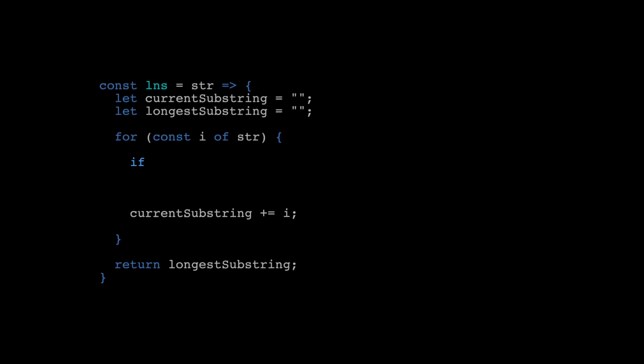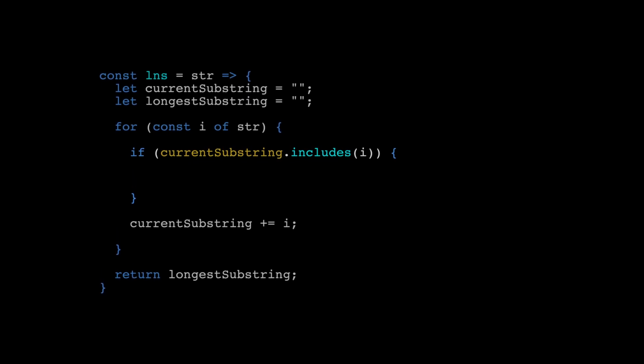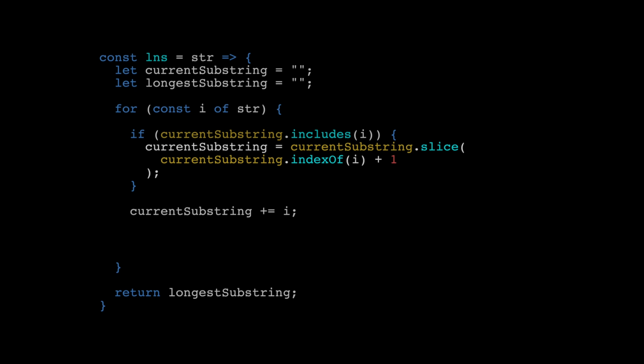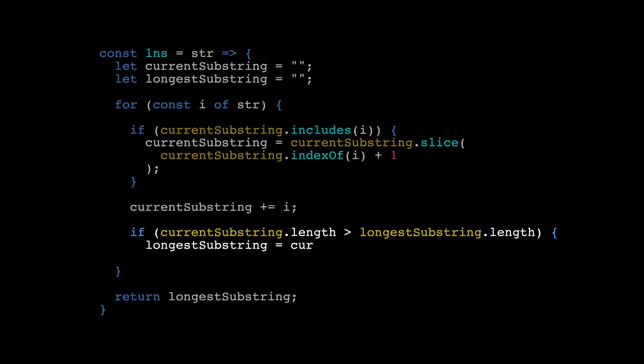In the next step, we will write a condition that will check if the current substring already has the character from the current iteration. In this case, we will use the slice method, and for the first argument, we will use the index after the letter that goes in the current iteration, and for this, we will use the indexOf method. And the last step is to write the condition that will check if the current substring length is greater than the longest substring length, and if it's true, then we will update the longest substring variable.